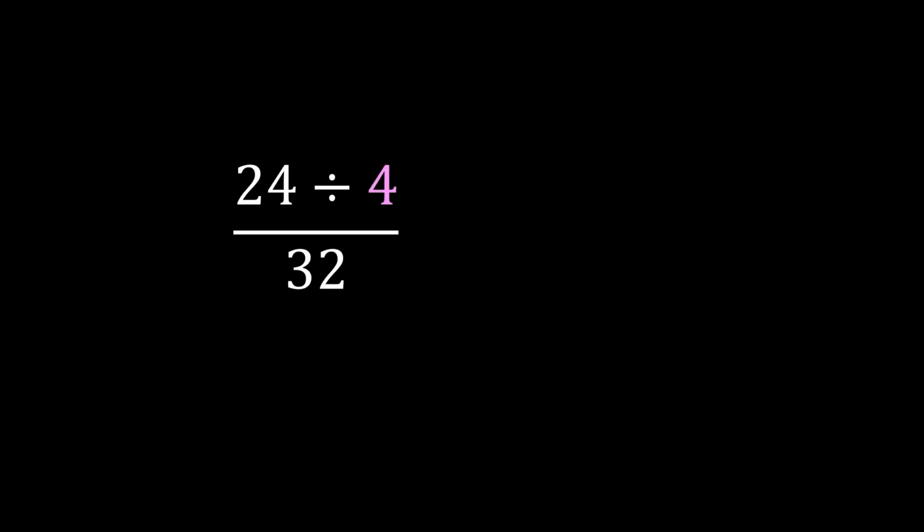We're going to divide 24 by 4 and 32 by 4, my numerator and denominator, by the same number. 24 divided by 4 is 6. 32 divided by 4 is 8.